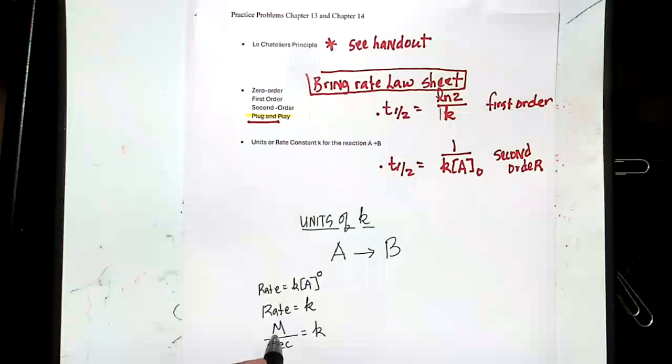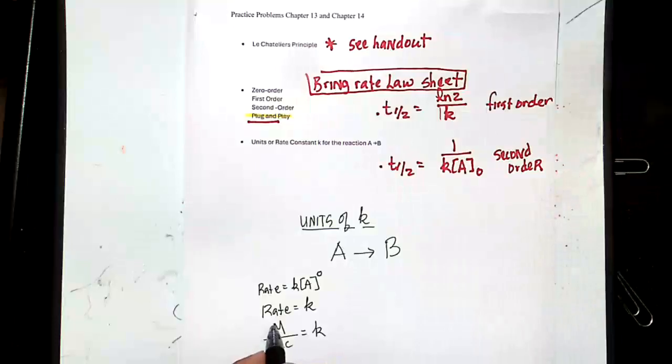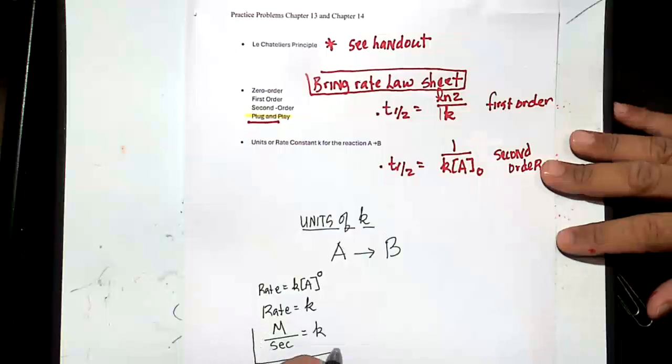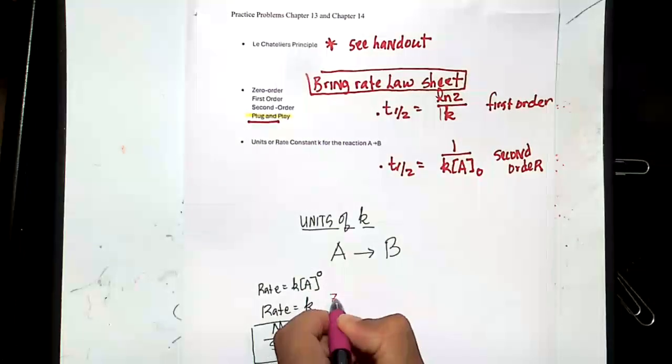It could be micromolar over minutes, or I don't know, picomolar over hours, but some concentration over time. But the base unit of concentration is molar. The base unit of time is seconds. So that is zero order.